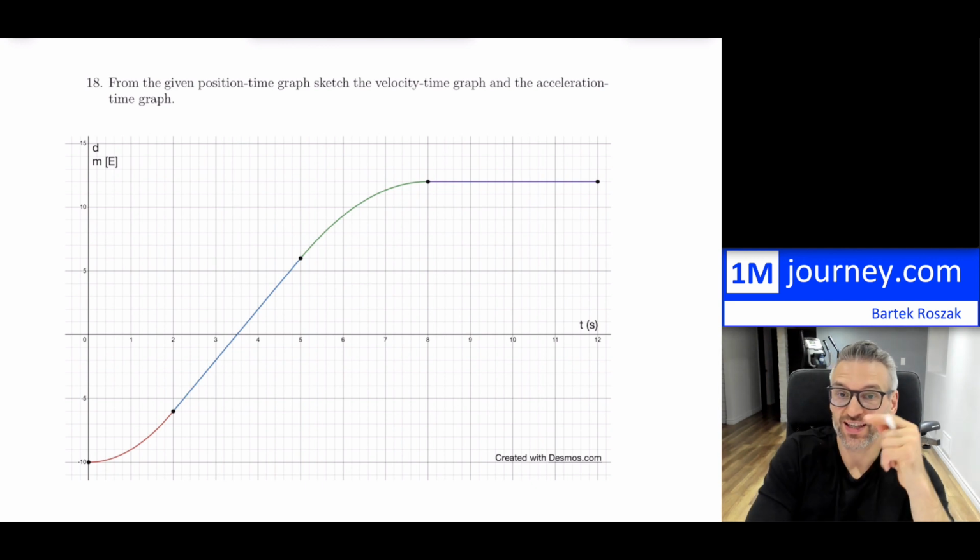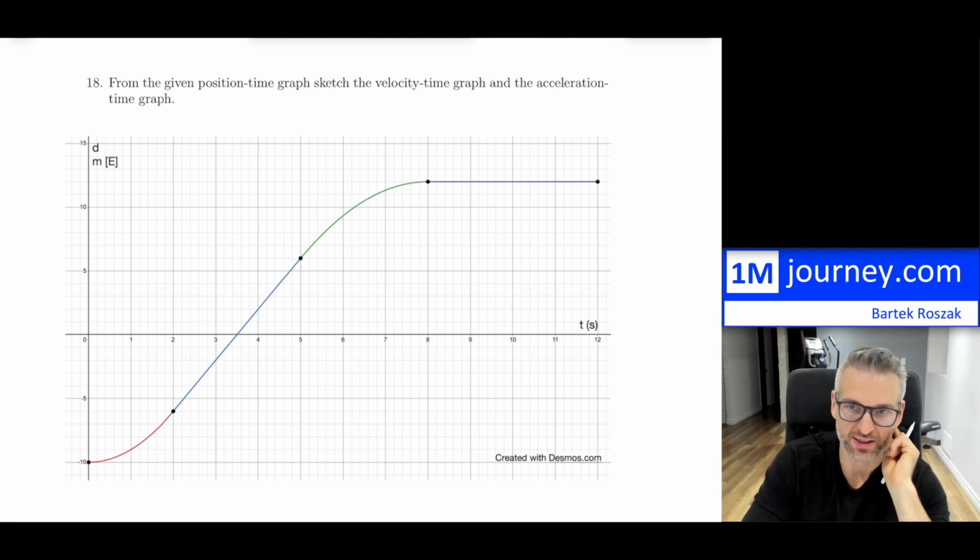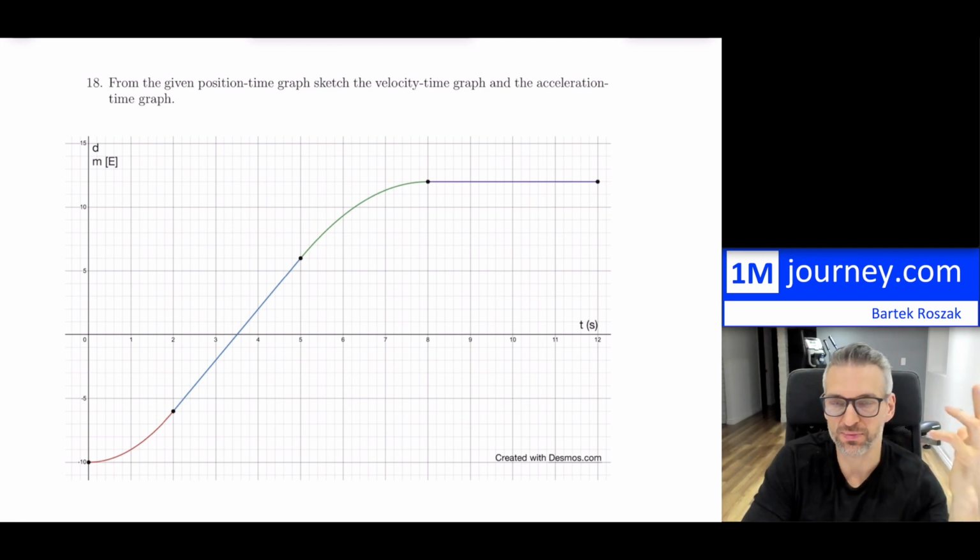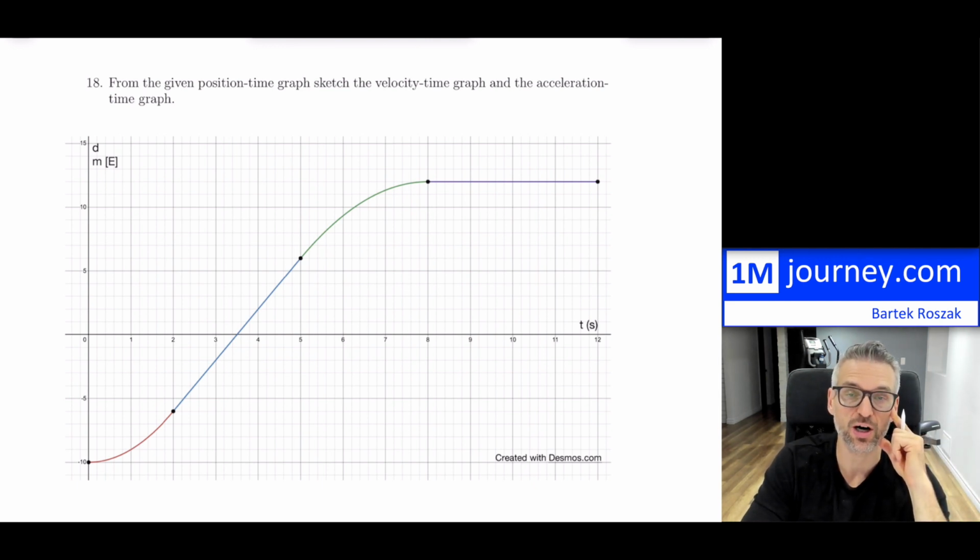In this example, a graph is given, and we want to be able to sketch. Sketch means it doesn't have to be perfect, but we can certainly sketch this out. So we have a position time graph. Notice the vertical is D, in meters, and it's on the east side. And on the horizontal, we have our time. We want to sketch the velocity time graph from this, and then shift over to acceleration.